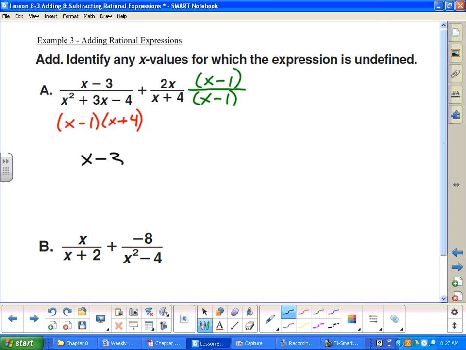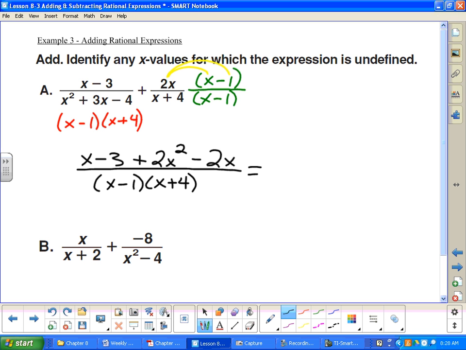So now I have x minus 3 plus 2x times x is 2x squared, and 2x times negative 1 is a negative 2x. And then that's over my common denominator of x minus 1 times x plus 4. Okay, and then we simplify it. So we get 2x squared minus x minus 3 over x minus 1 times x plus 4.